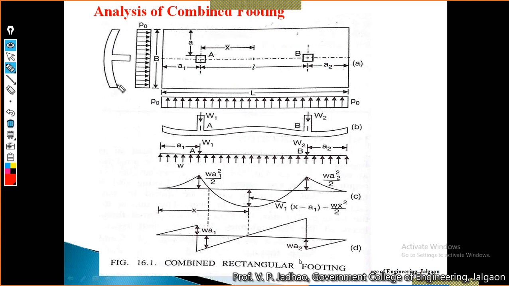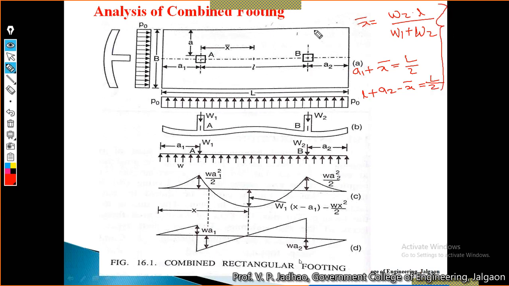We have got three equations. X bar is equal to W2 into small l divided by W1 plus W2. Again, equation number 2 is A1 plus x bar equal to L by 2, and again we have L plus small l, plus A2 minus x bar, equal to L by 2. So we have to keep all these three equations in mind while designing this particular footing.